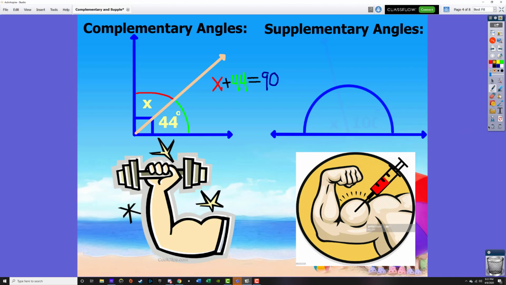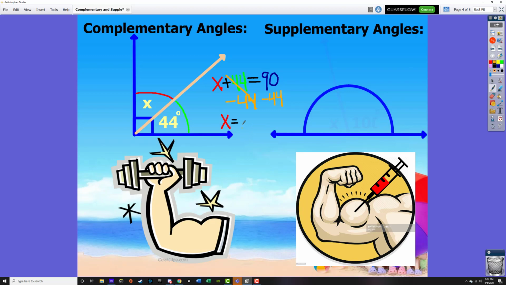And we are going to force that 44 to equal 0 by subtracting 44 from both sides. Positive 44 minus 44 cancels out because it equals 0. And that gives us x is equal to 90 minus 44.